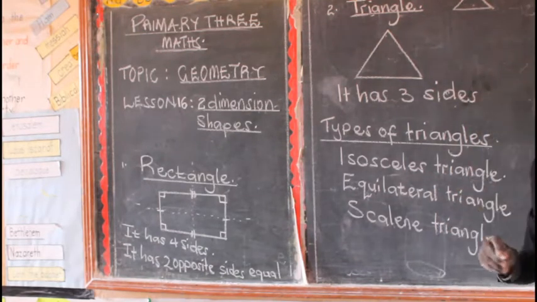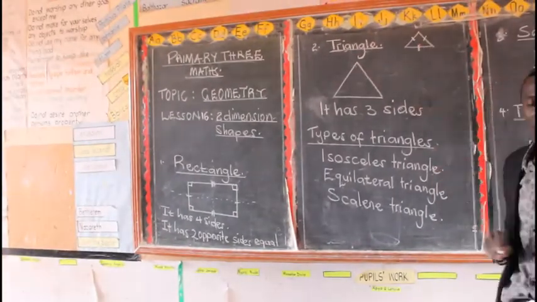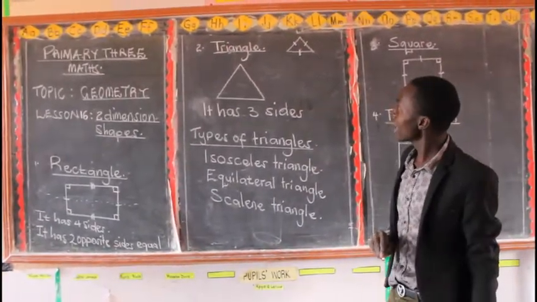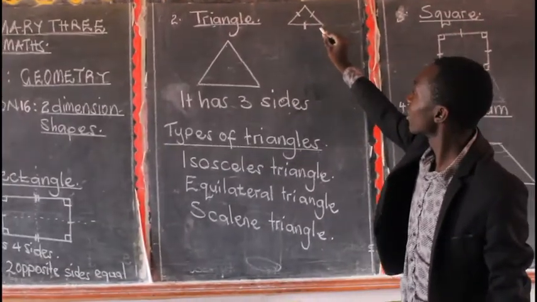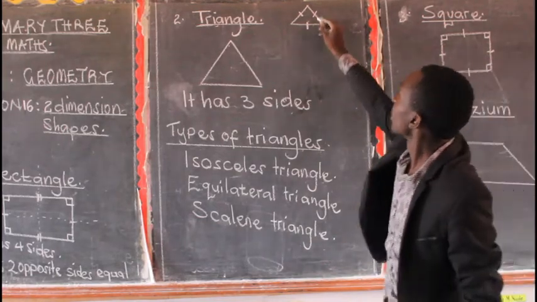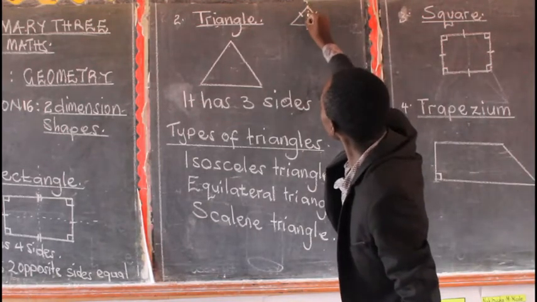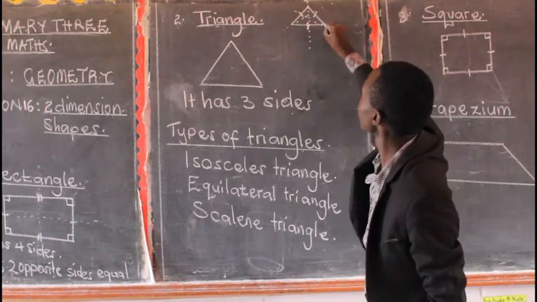When you find a triangle like this, and this side is equal to this one, equal to this one, it simply means that since the 3 sides are equal, it again has 3 lines of folding symmetry. This is 1, this is 2, and this is 3.